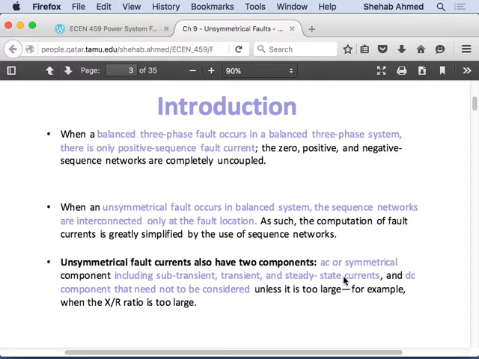Again, we do not analyze the transient performance of power systems in this course. So it's mainly related to steady state, and we will ignore this DC component. But it's good to know.